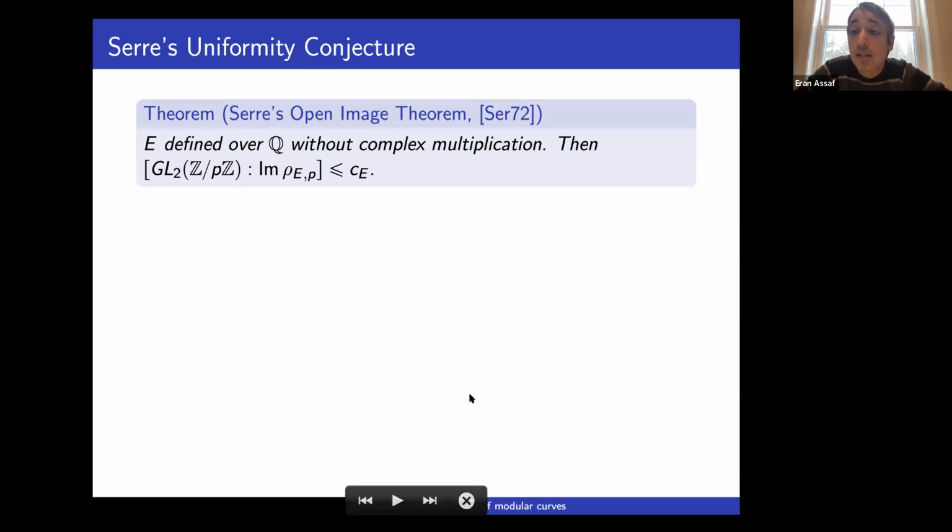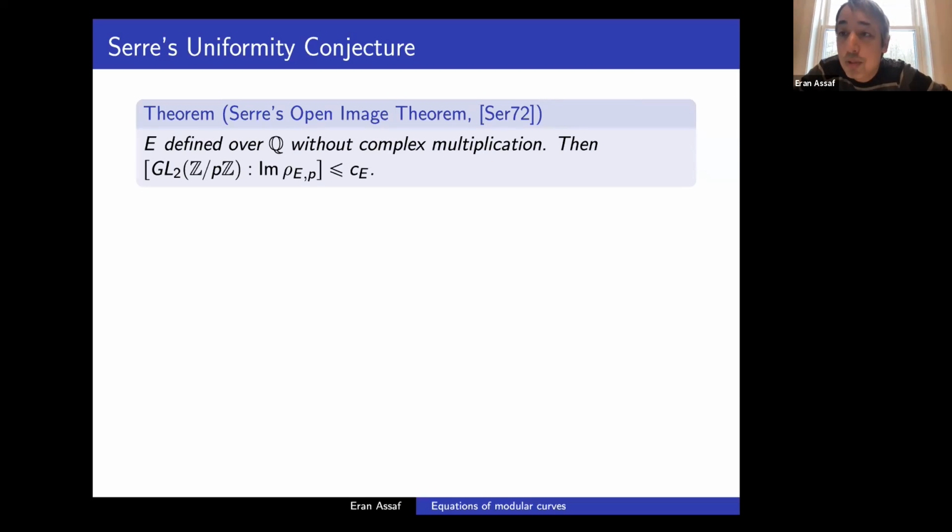And Serre in 1972 was able to obtain the following result. If we have an elliptic curve which doesn't have any complex multiplication, the size of the image of our Galois representation is very large. What is very large? So it's almost always everything. This representation is almost always surjective, covers all of GL2, all of the possible 2x2 matrices. But more generally, its index, the number of cosets it has in the larger group of 2x2 matrices, is bounded by a constant.